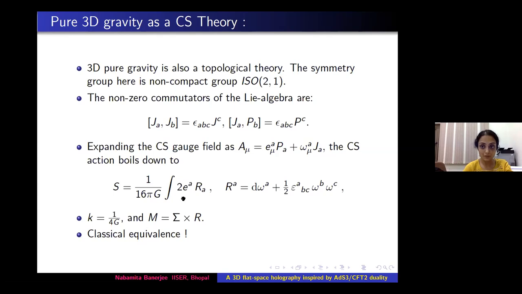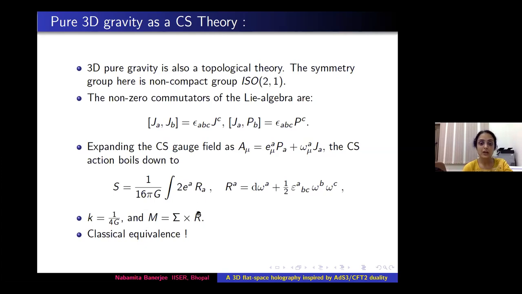So of course you must have noticed that there is no K sitting here. So of course, to see this identification, I need to set the parameter K to 1 over 4G. And the manifold M, the three-dimensional manifold M, now here is a cross product of a compact manifold and a non-compact direction R that you can take to be your time.